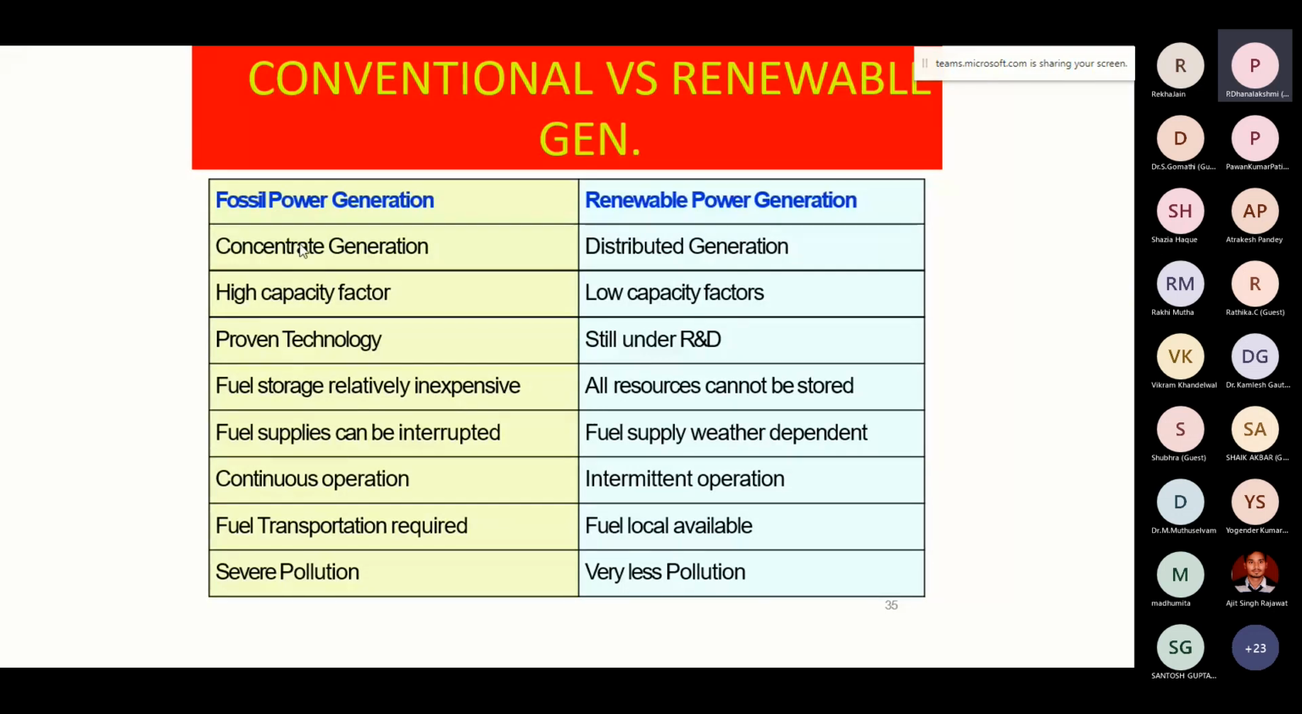With conventional fossil fuel based generations, it is continuous operation, but with renewable it is intermittent operation. Here fuel is to be available locally, whereas in either coal based or nuclear power based generation, transportation of fuel is required, and this causes severe pollution, whereas renewable is carbon free.